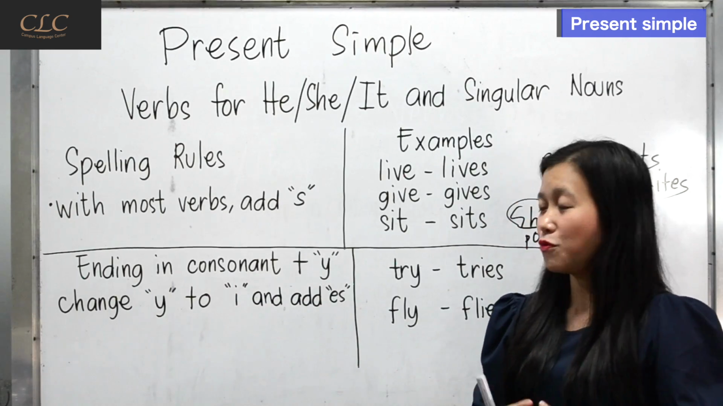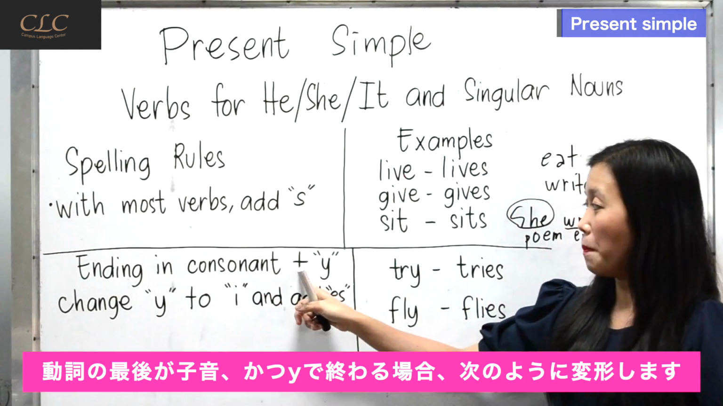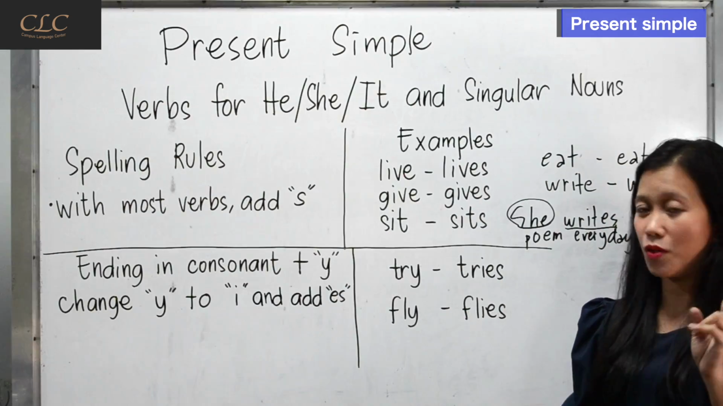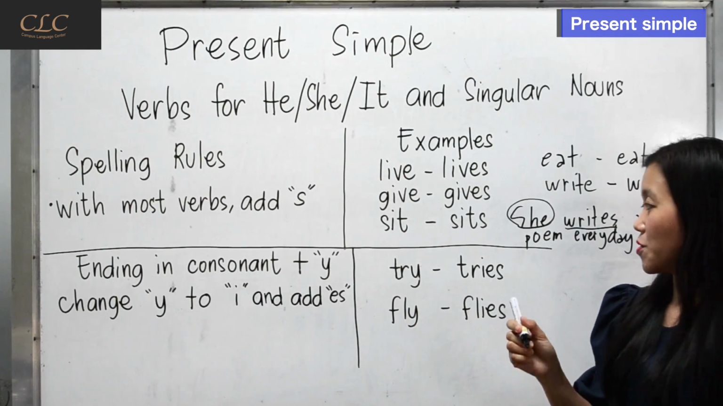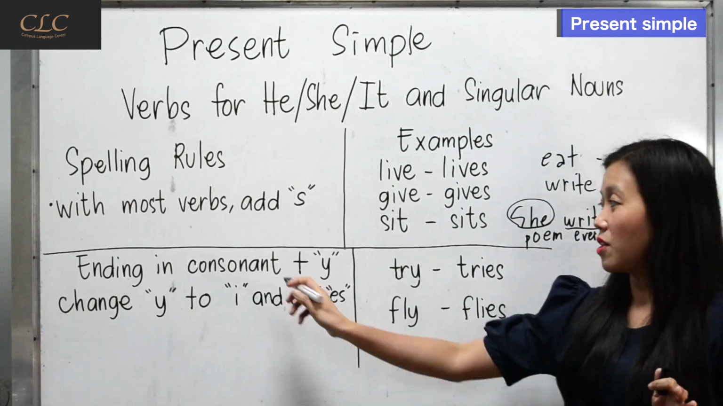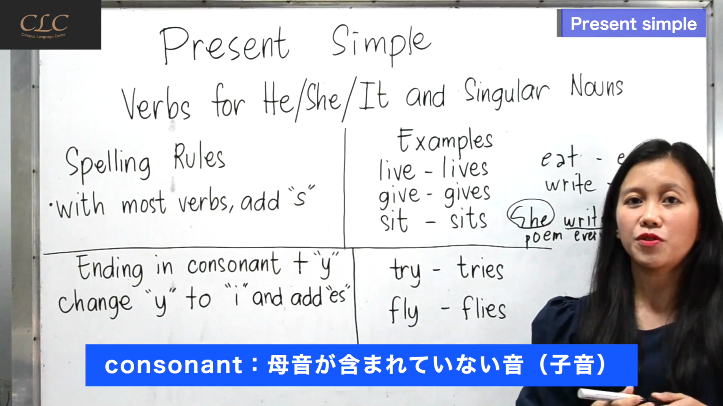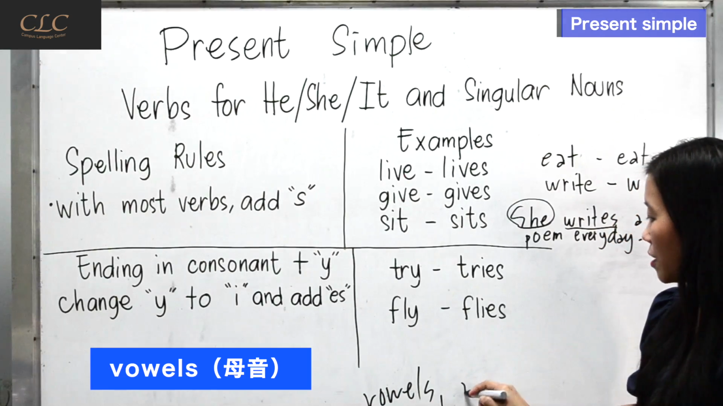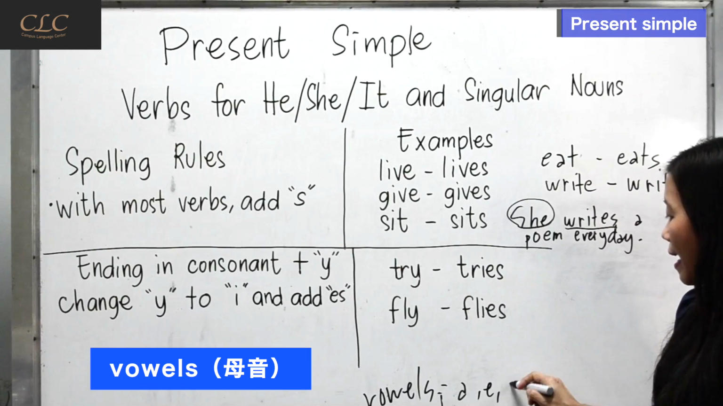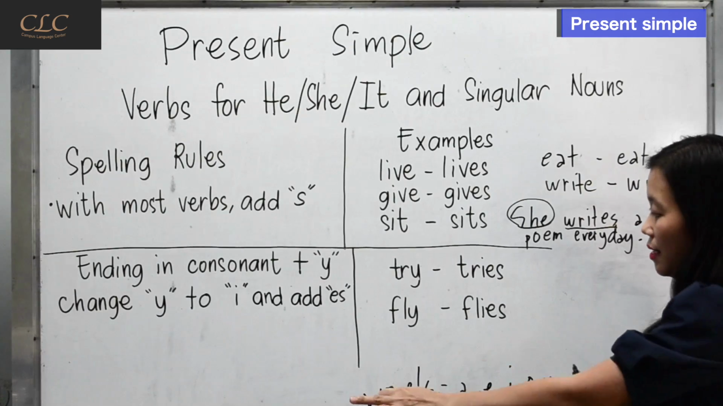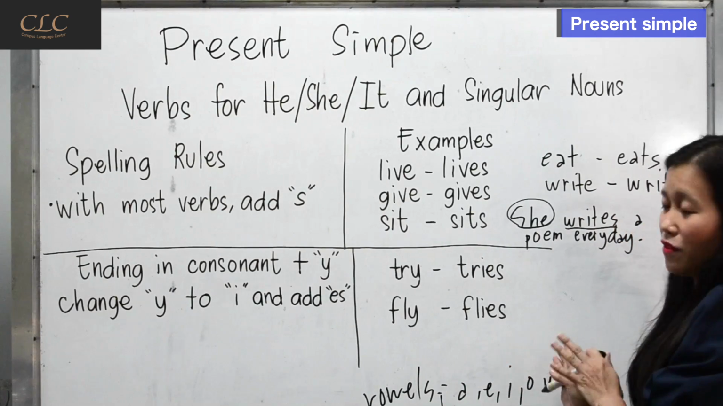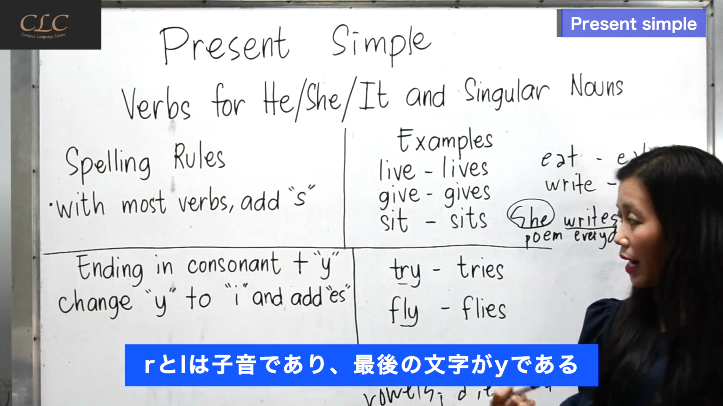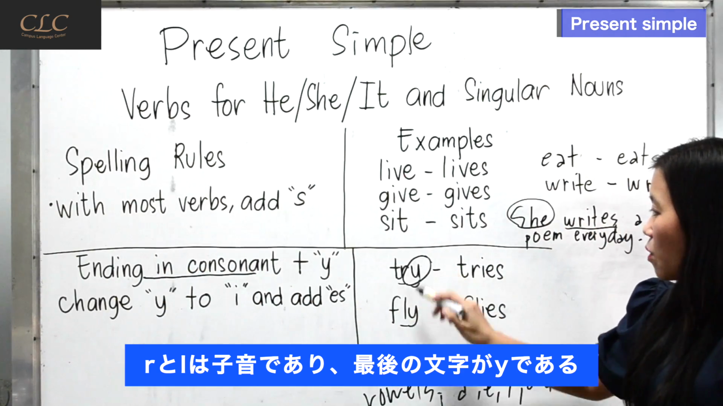We will have the verbs which end in consonant plus Y. So in here, we have two example verbs, try and fly. So what do you mean by consonant? Consonant letters are the letters which are not included in the vowels. So when we say vowels, these are a, e, i, o, u. So again, letters which are not included in the vowels. So we have here R, and for the second verb, we have the L. So ending in consonant plus the Y.